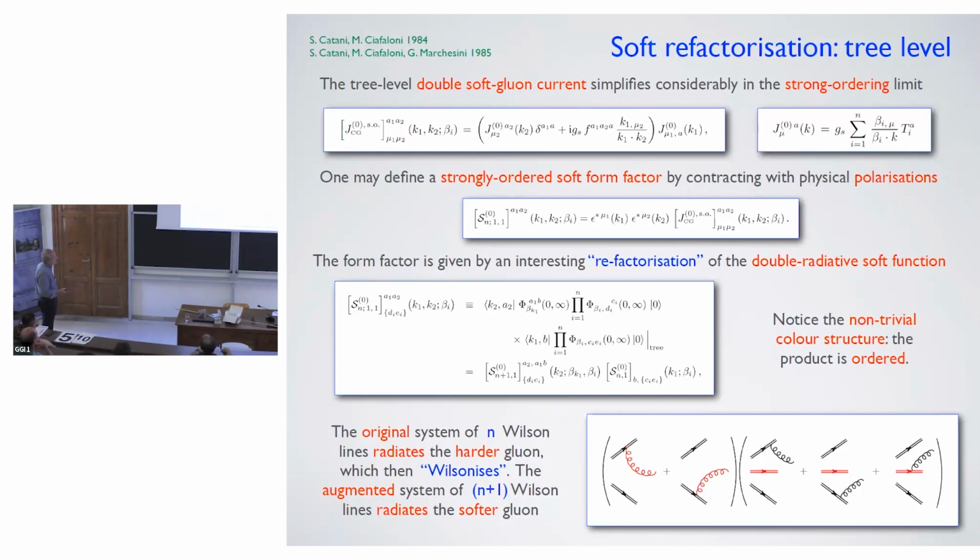So basically what happens is that you have 2 gluons, and they're both soft, one is much softer than the other. So the harder gluon is radiated by the original configuration with n Born particles, in this case 2. But then this first gluon is much harder than the second one. So the second one actually behaves as if radiated by a system of 3, or n+1, Wilson lines, and you must notice that the color here is non-trivial.